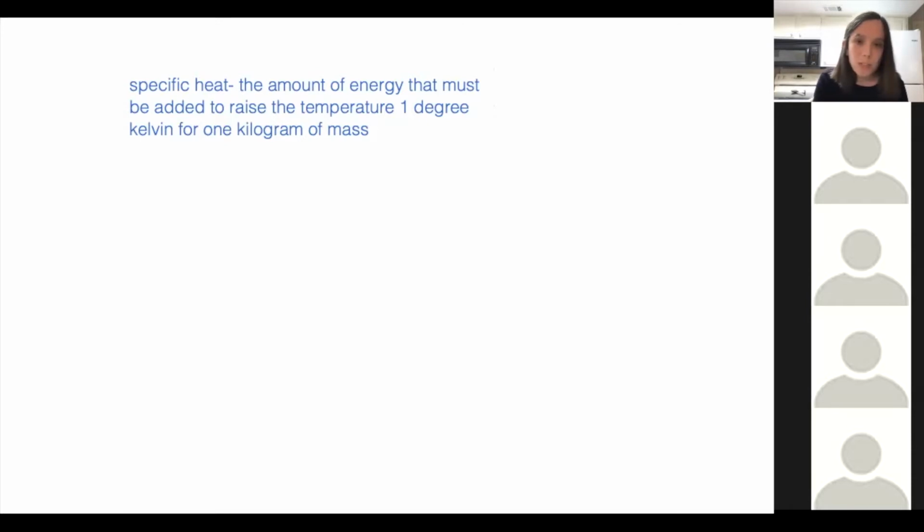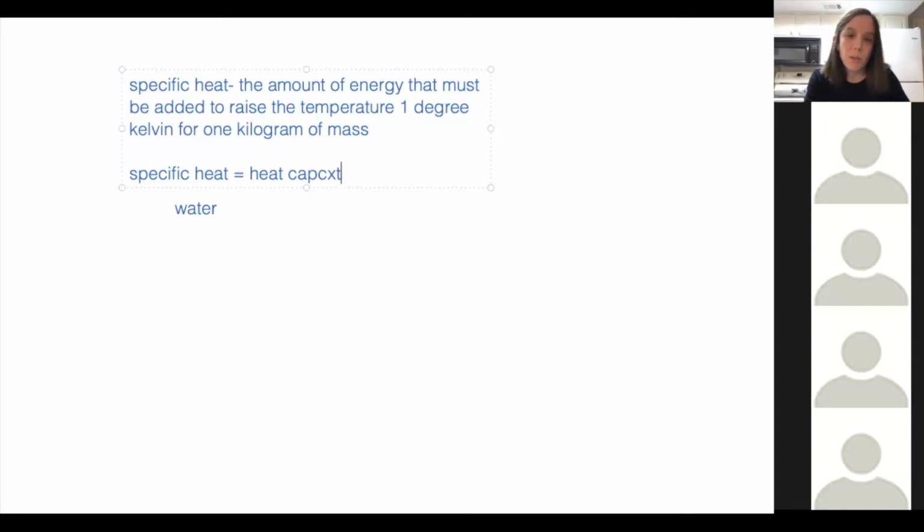If we look at a few examples, it'll be clearer. We're looking at water and its heat capacity. I'm going to be using them interchangeably: specific heat is the same as heat capacity. I'll write that on here too. There you go. Specific heat is the same thing as heat capacity. They refer to the same thing.